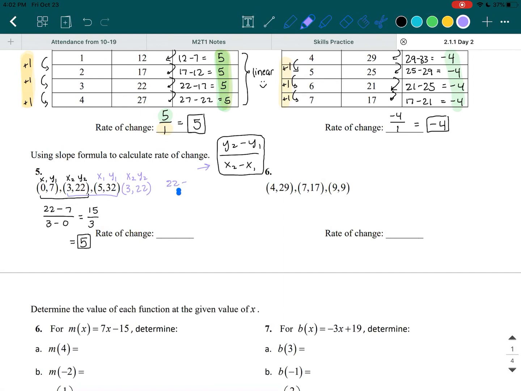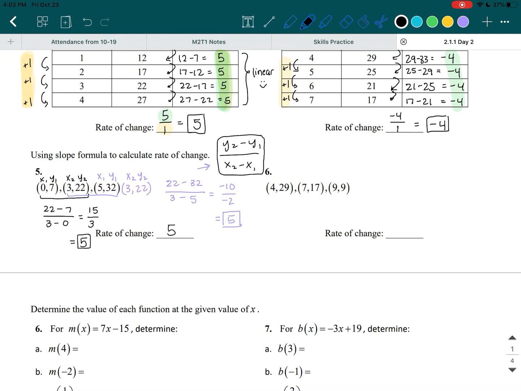So 22 minus y1 is 32, divided by x2 minus x1. So when we subtract this, on the top we get negative 10, and on the bottom we get negative 2. And then you have to simplify what is negative 10 divided by negative 2, and then we get positive 5, because a negative divided by a negative gives us a positive. So then in conclusion, our rate of change would be 5, because we got 5 both times, so we know that we did it correctly.